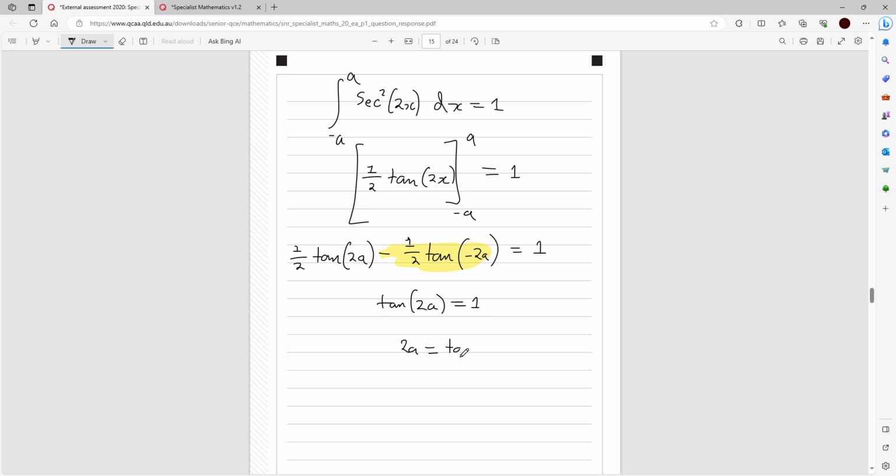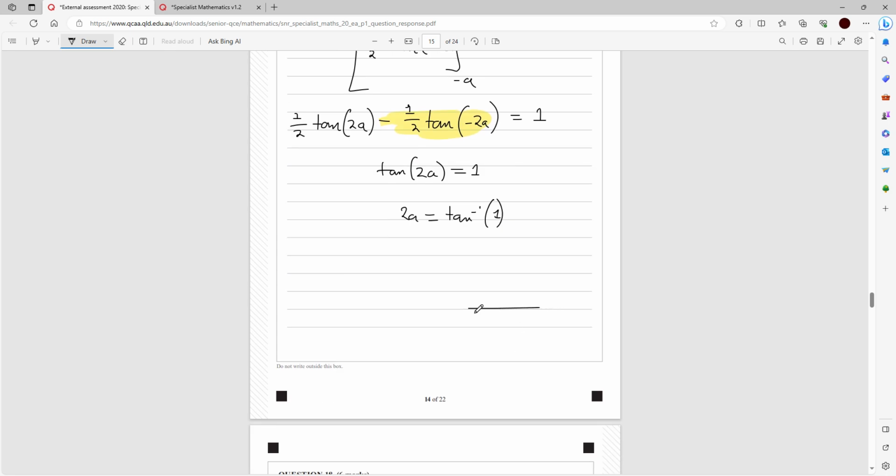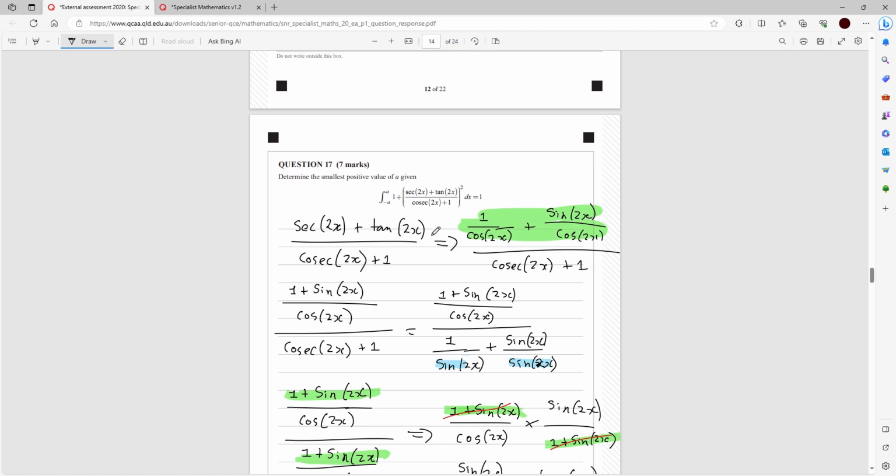2a is equal to tan inverse of 1. If we remember from our special triangles, if we have our 45 degree triangle, we know that tan is opposite on adjacent, so the angle is 45 degrees. 45 degrees in radians we know is pi on 4. So we have 2a is equal to pi on 4. Therefore, a must be pi on 8. And that is the answer to this specific question. a is pi on 8.